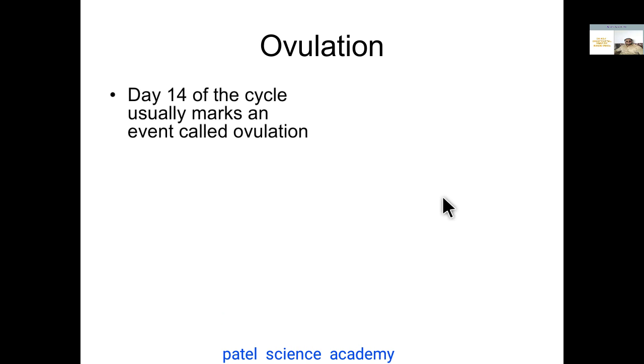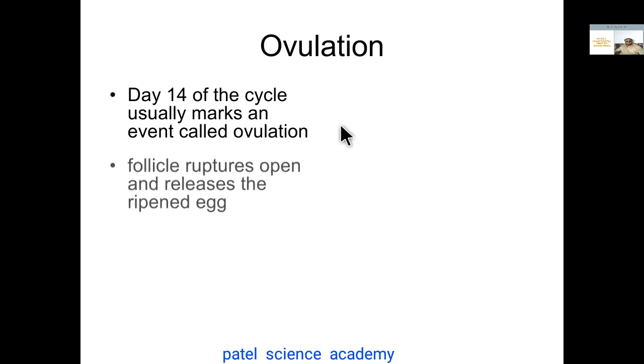Then about the ovulation process, the release of the egg from the Graafian follicle by rupturing its wall, it takes place at day 14 of the cycle. When the cycle reaches day 14, the process of ovulation takes place. This usually marks an event that is called ovulation.